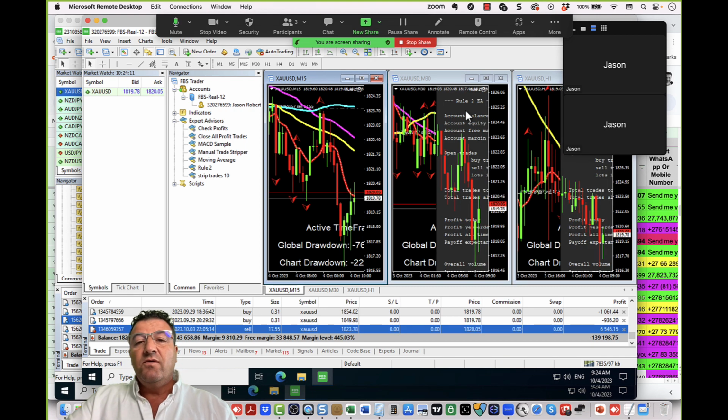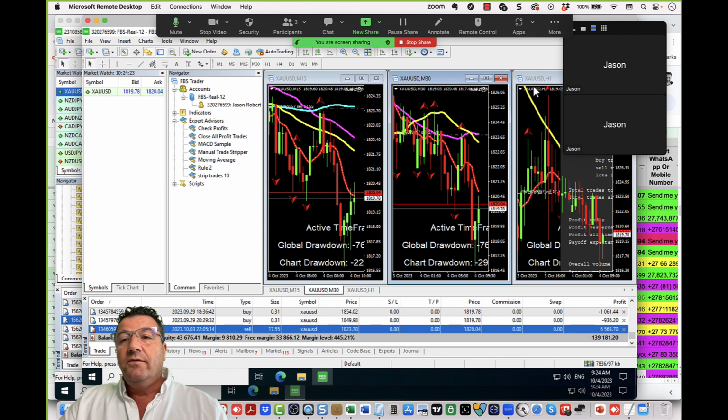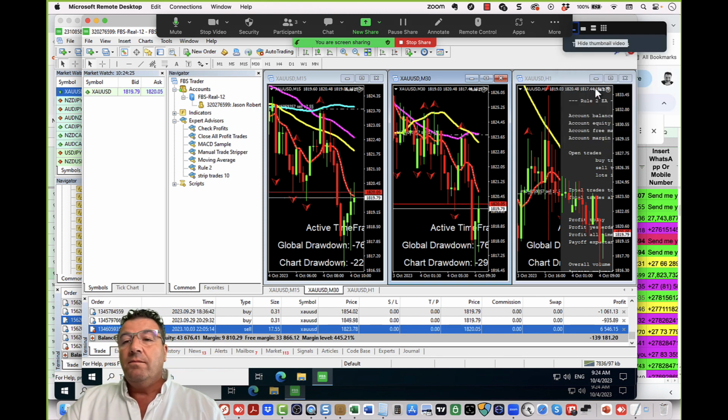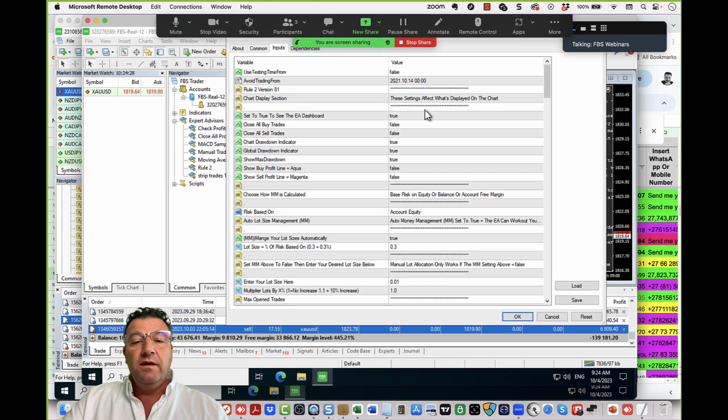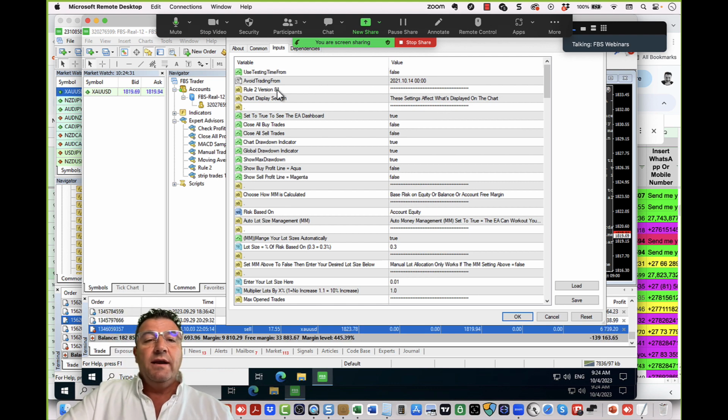Now you can see here you've got this writing on the chart. So how you get rid of that is, here it is. It's set to true to see the EA dashboard, so the EA dashboard must be set to false. And I see that you're running on an old version of the EA. I think we're on version 82. I'm not quite sure why you're on that version.